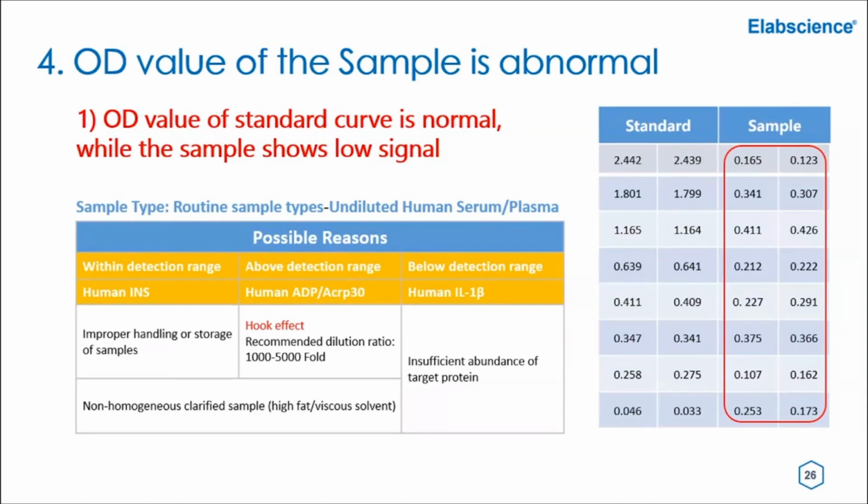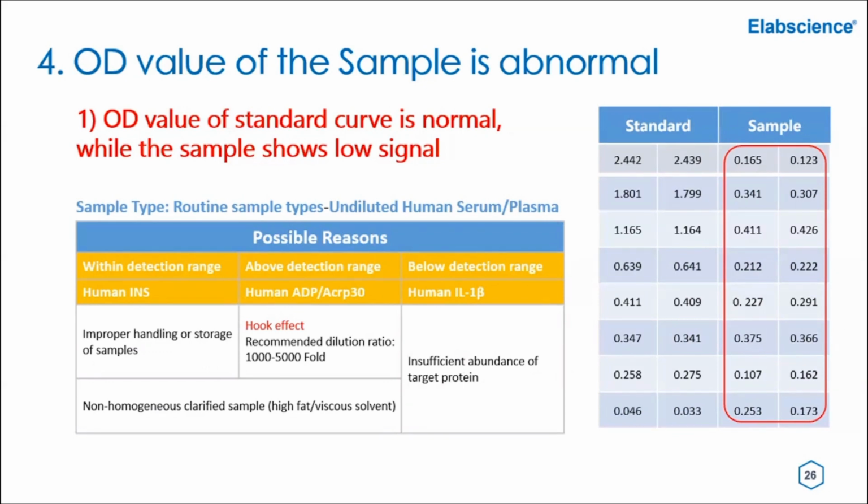Case 2, the sample itself has a high concentration, which is above the detection range. The low signal may be due to the hook effect. The hook effect is a phenomenon of false negatives caused by an inappropriate proportion of antigen and antibody.